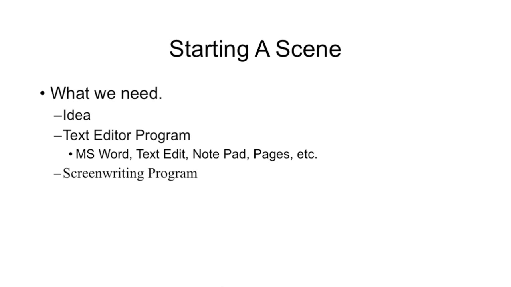We also need a text editor program. Most computers come with text editing software as standard, so this should apply to everybody out there. If you're not sure what a text editor program is, I'll put a couple of examples on the screen. There's MS Word, TextEdit, Notepad, Pages, etc. As we start to compile the information for our scenes, what we'll need is a screenwriting program, or something that helps us organize our scenes in a creative space that can be interpreted for shooting at a later time.